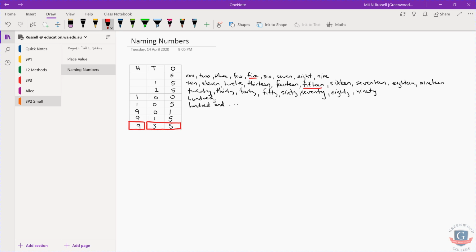For 25 we would say 20 with the number 5 up here. For 100 we would just say 100. For 105 we would look at the hundreds first and name that. That's 100 and 5. 900 and 1. 900 and 15. So sometimes it can help students if I write the word "and" up here to remind them. 935. And that's how you name a number. So now I'd like you to go and practice that a bit.